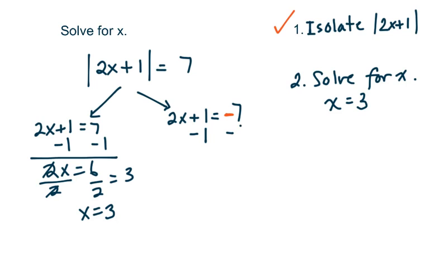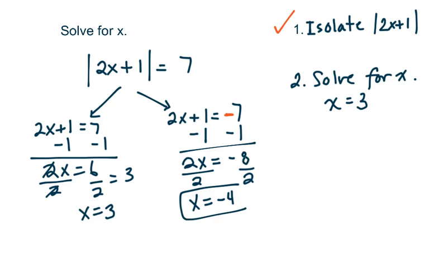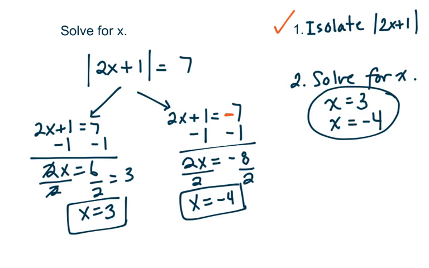So we're going to subtract 1 from both sides. We'll get 2x is equal to negative 8. And when we divide, we'll get x is equal to negative 4. So our solutions are x equals 3 and x equals negative 4. And we did the problem.